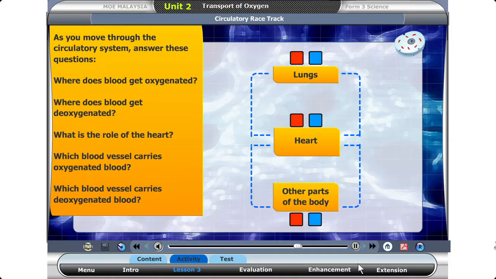As you move through the circulatory system, answer these questions. Where does blood get oxygenated? Where does blood get deoxygenated? What is the role of the heart? Which blood vessel carries oxygenated blood? Which blood vessel carries deoxygenated blood?